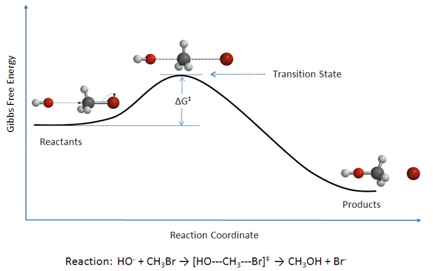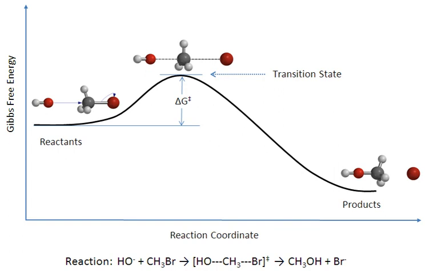The volume of activation is found by taking the partial derivative of ΔG‡ with respect to pressure, holding temperature constant: ΔV‡ = (∂ΔG‡/∂P)_T. It gives information regarding the size and hence degree of bonding at the transition state. An associative mechanism will likely have a negative volume of activation, while a dissociative mechanism will likely have a positive value.